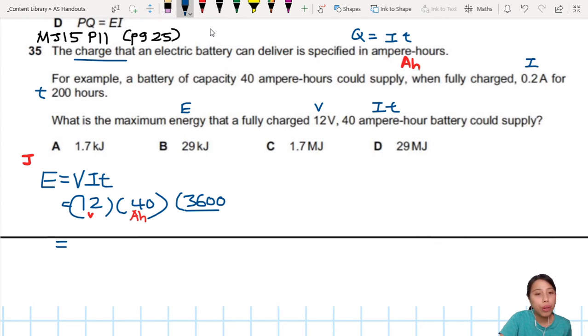Well, if I write out the whole thing properly, 3600 seconds is 1 hour. So the hour and this H will cancel out. So all that's left is seconds. Okay, good. Now SI unit. Now I can calculate. So you must be very careful when you do this calculation.